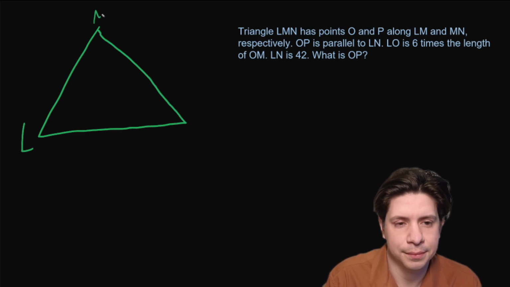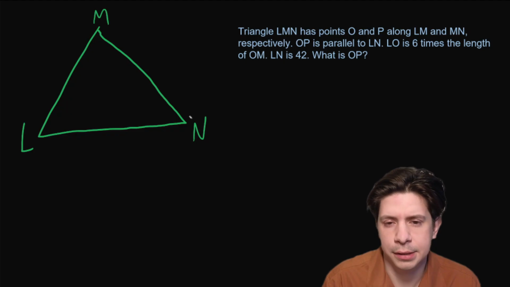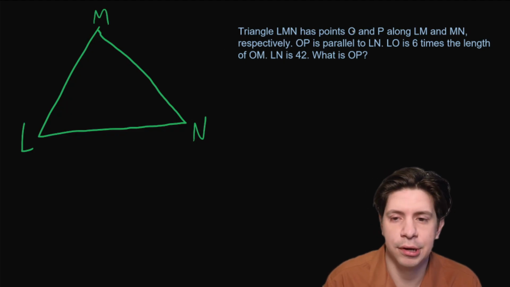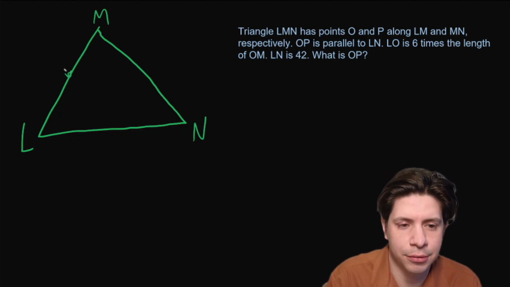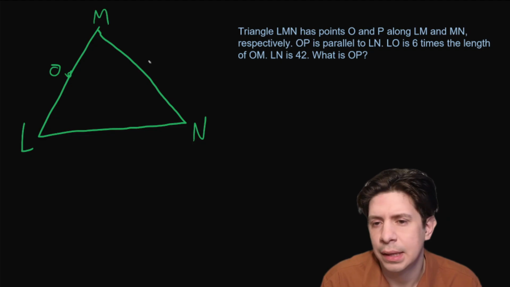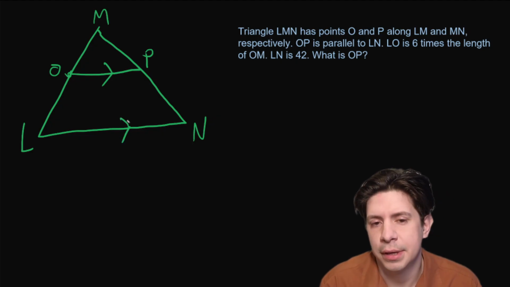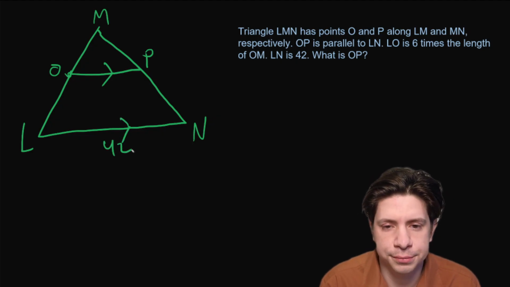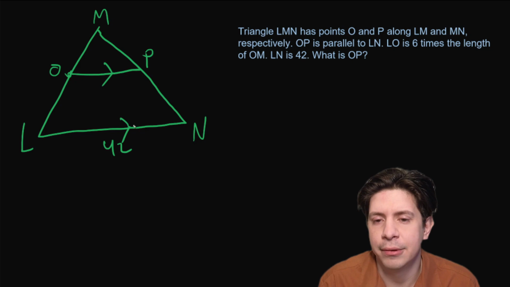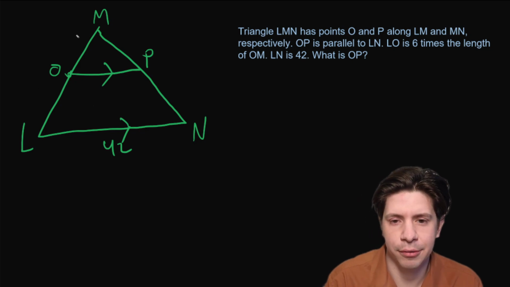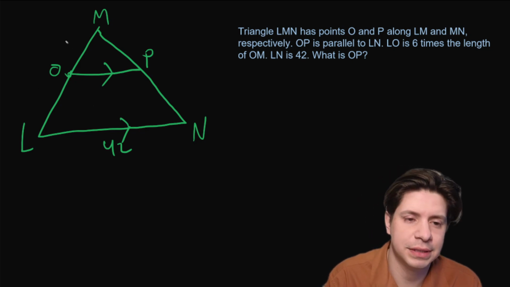L, M, N, and we're told OP is parallel and O is along LM. So let's say O. And P is along MN, so that's going to be here. And they're parallel. Okay, and then LN is 42. And LO is 6 times the length of OM. What is OP? So this is x, right?